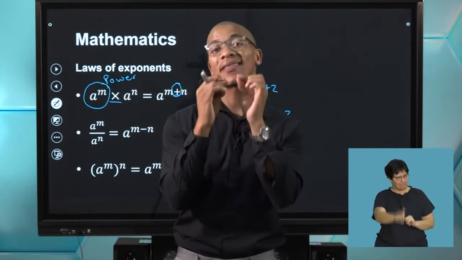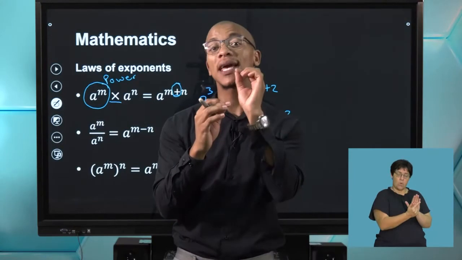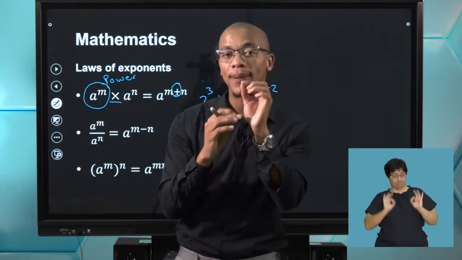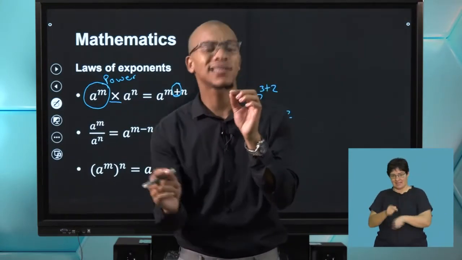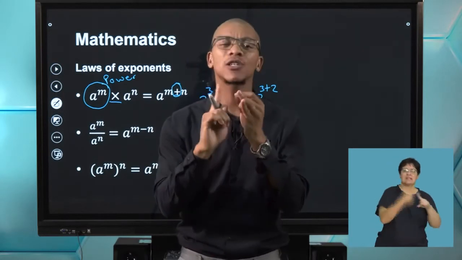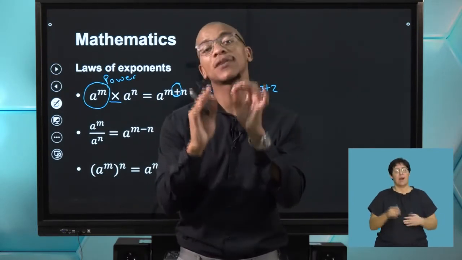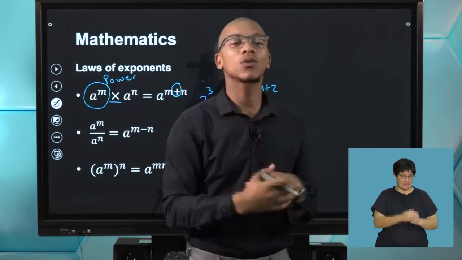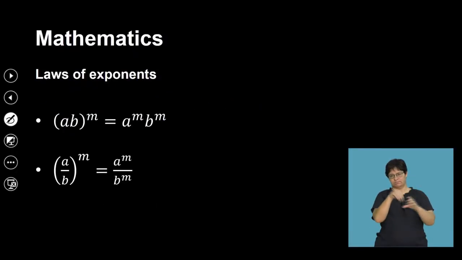The laws are there, but for them to be active and for you to use them properly, the bases need to be the same. Whether it's multiplication or division, the bases definitely need to be the same. But let's look at some more laws that have to do with exponents.